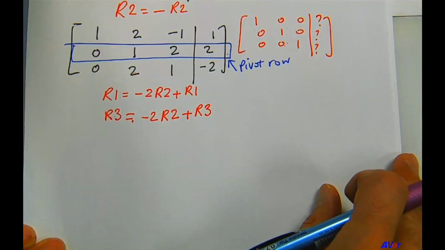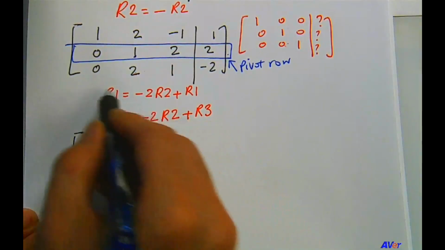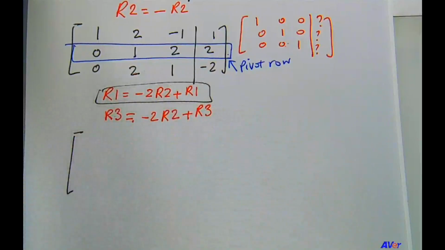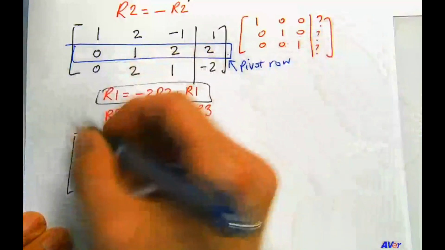Okay. So let's do that. Let's carry out these operations. I'm going to do this one first. So minus twice row 2 plus row 1. Minus 2 times 0 is 0 plus 1, 1.